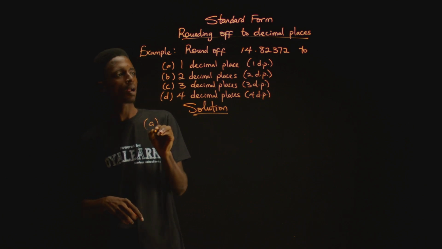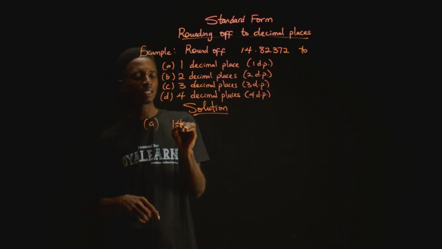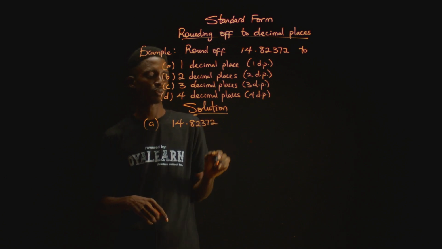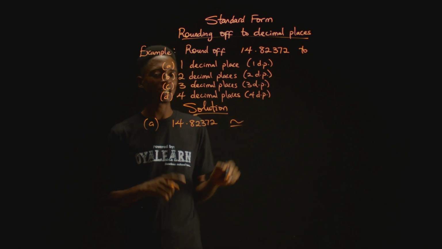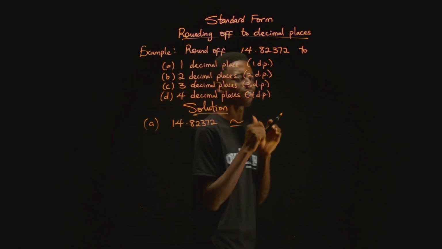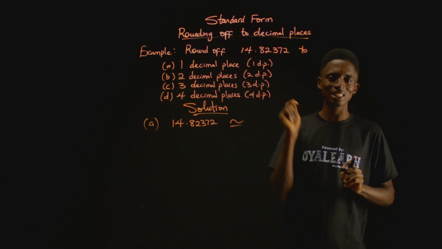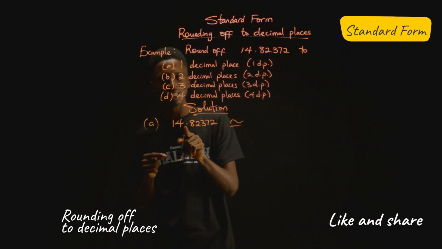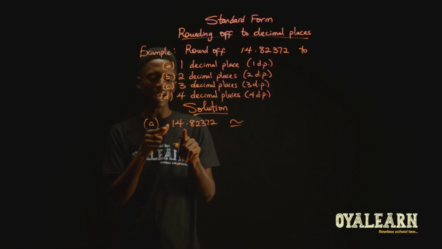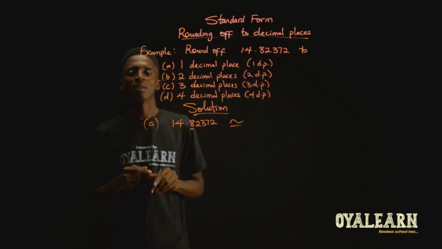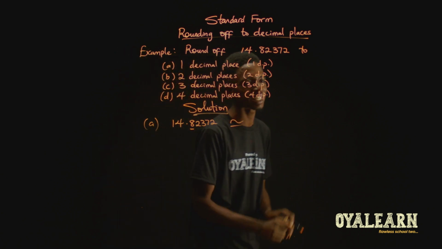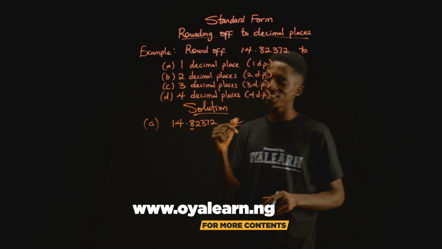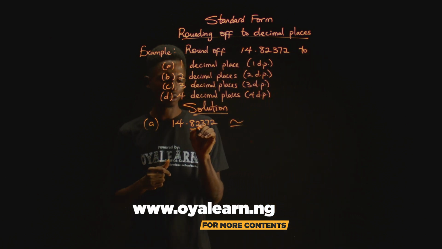Now for A, we are rounding off 14.82372. Now rounding this off to 1 decimal place means that our rounding off point will be the first digit after the decimal point. So this is where we have the decimal point, and the first digit after it is digit 8. And that tells us that digit 8 is in our rounding off point. Now we look at the next digit after 8 and we see it to be 2.